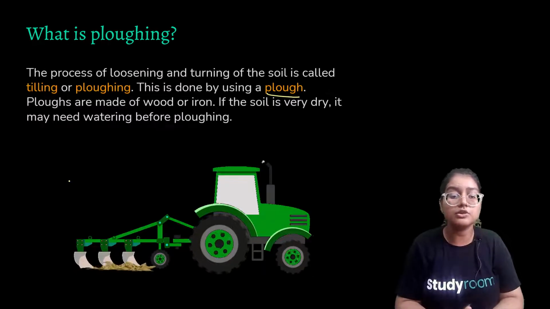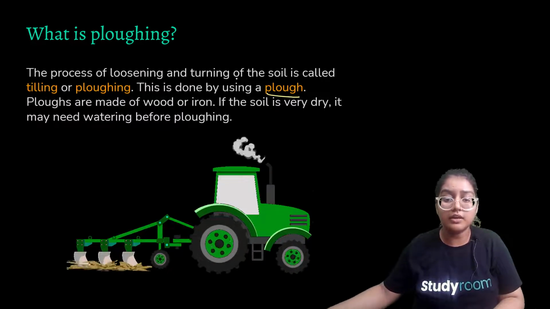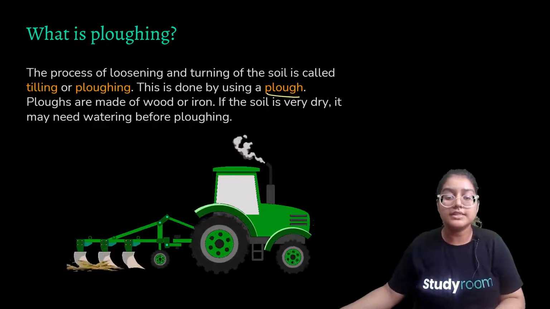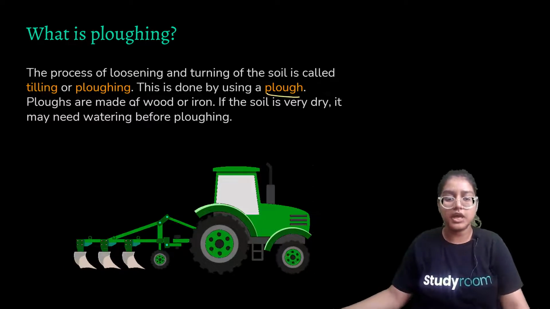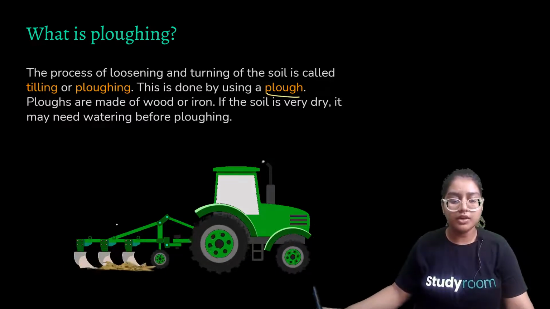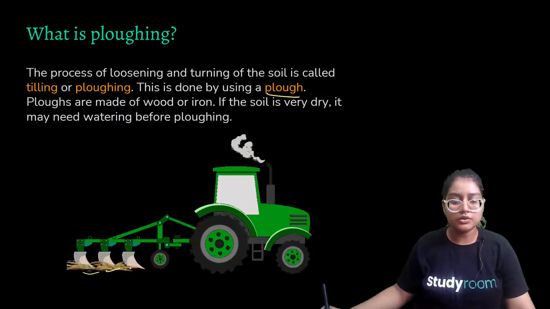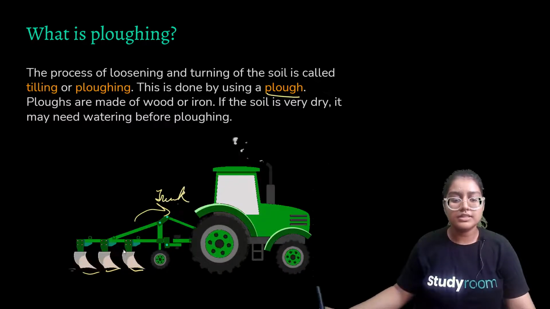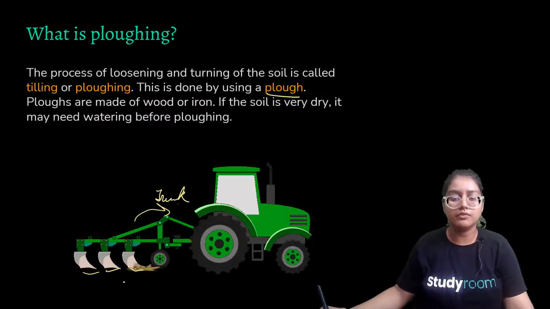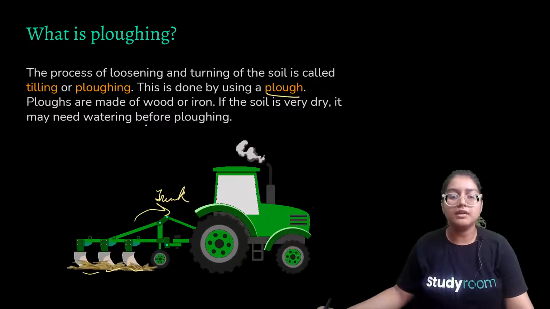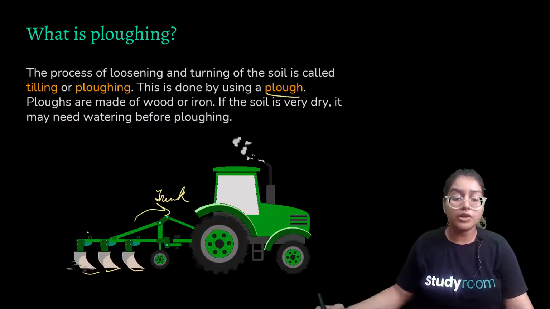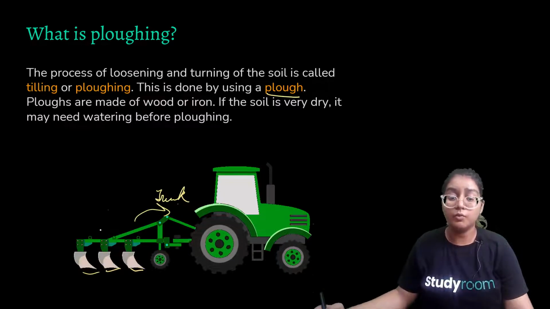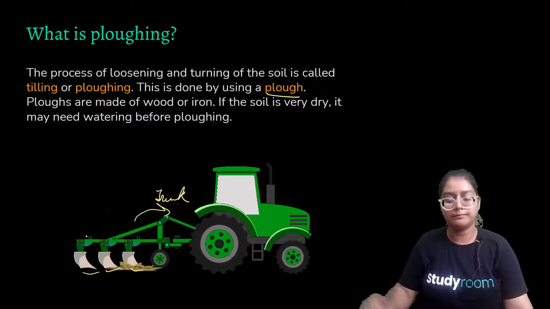So what is plugging? The process of loosening and turning of soil is called tilling or plugging. This is done by using a plug. Plug is a device or a machine equipment. Plugs are made up of wood or iron. In this particular truck, you can see these iron rods or blades attached to the truck. So this ensures the loosening or turning of the soil. If the soil is very dry, it may need watering before plugging. So we have to ensure that our soil is moist already; if it is dry, then you have to water it and then you have to till it or turn it.